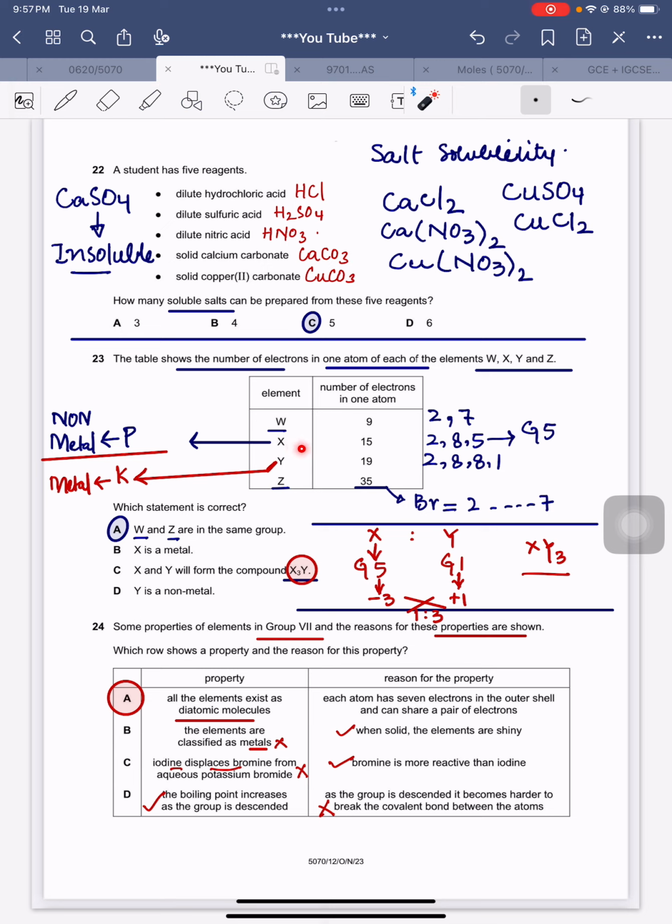Okay. So X is phosphorus, and how do we know X is phosphorus? Because 15 is the atomic number of phosphorus, and this is a part of group number 5, and this is a non-metal. Okay, now we are moving towards the question.